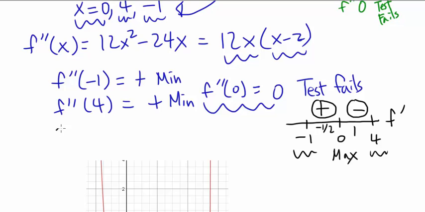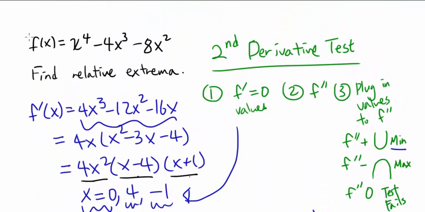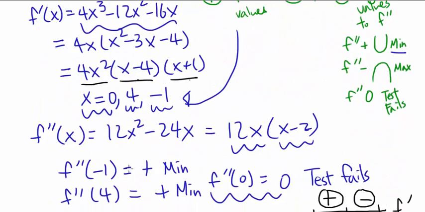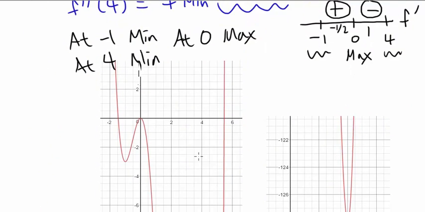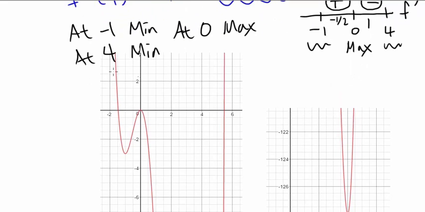So what do we know? At x equals negative 1 there is a minimum. At 0 there is a maximum, and at 4 there is also a minimum. You can plug the x values into the original function and find the y if you want to find the points. Now let's look at the graph and see if our answers are correct.